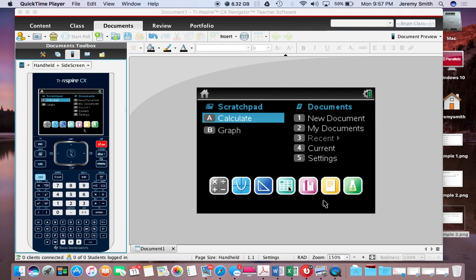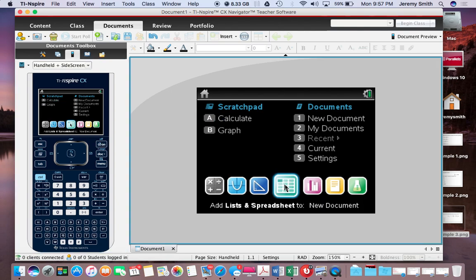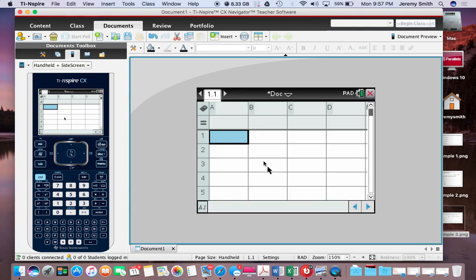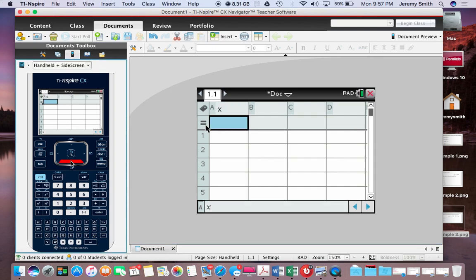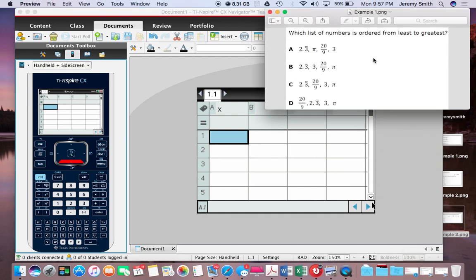So when we talk about sorting, what we want to do is go to the lists and spreadsheet. I'm going to click on Lists & Spreadsheet, which is this icon right here. All right, and one of the first things I want to do is give myself a variable. I'm going to give it a variable of X. Okay, so I'm going to scroll down, and one of the problems I'm going to look at is this particular problem. They're asking to sort this from least to greatest.